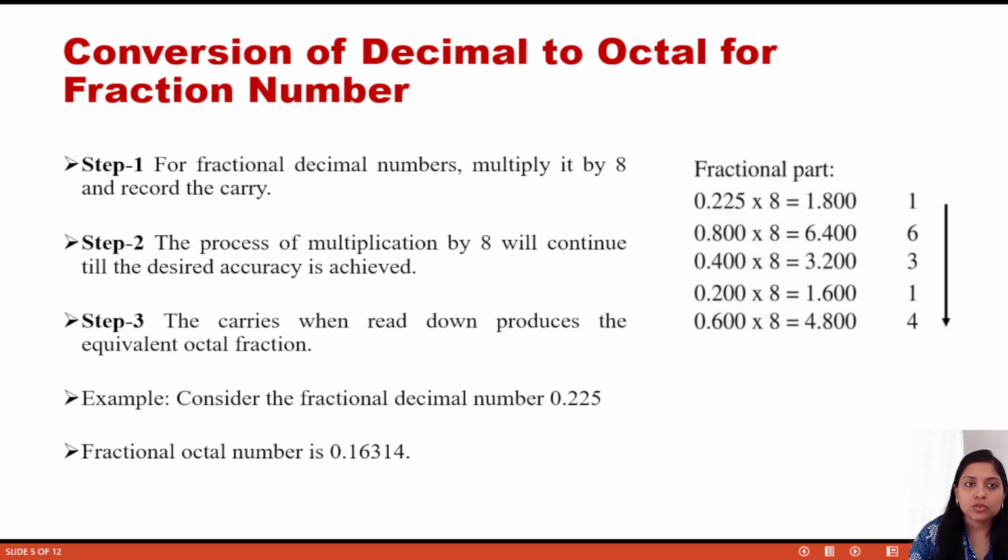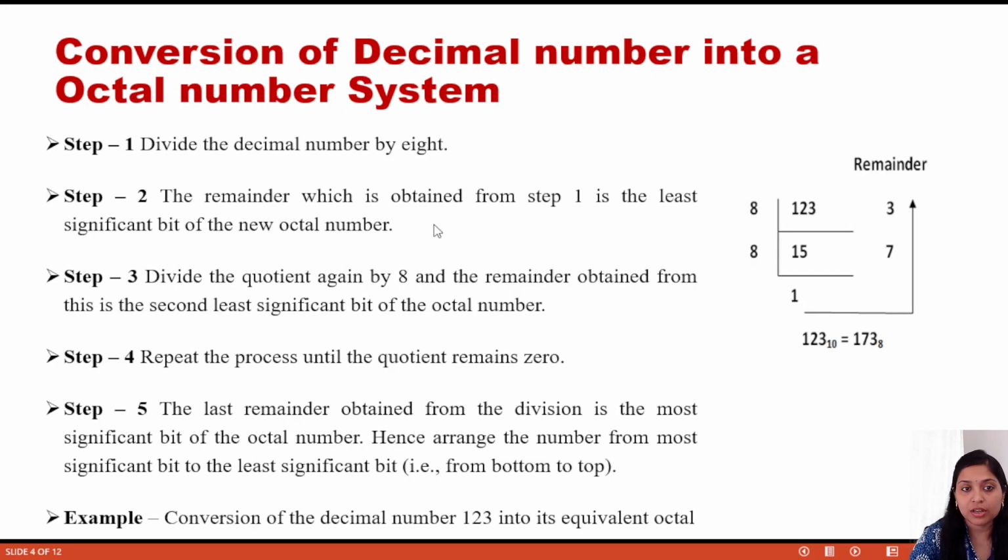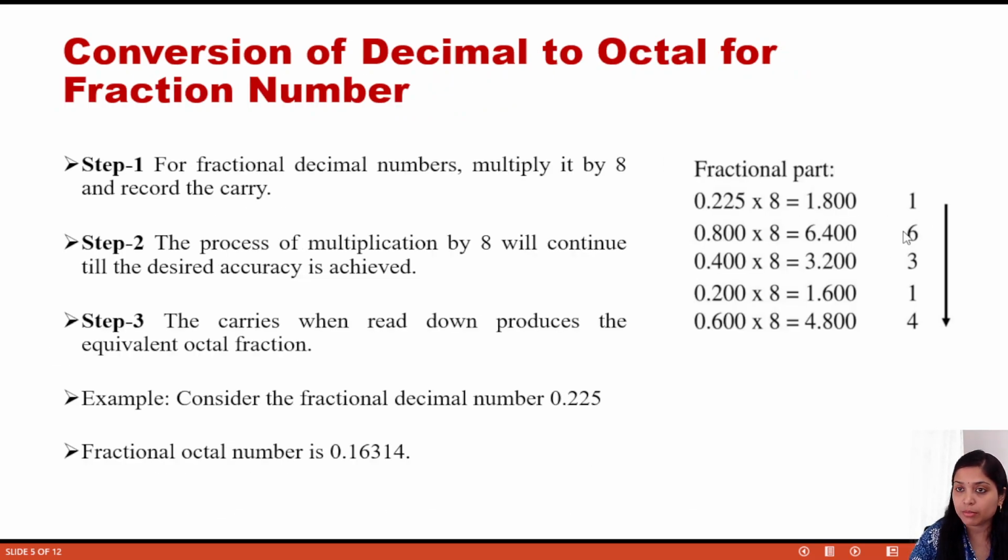Okay, now we will take the fractional number. Here 0.225 is actually the decimal number. We have to convert this decimal number into an octal number. As this is a fraction, in the previous case, when we convert a decimal number to an octal number, we continuously divide the decimal number by 8. Here there is no fractional number there.